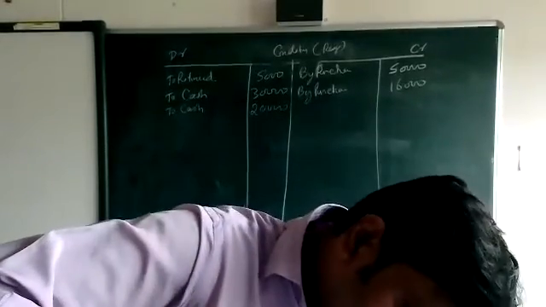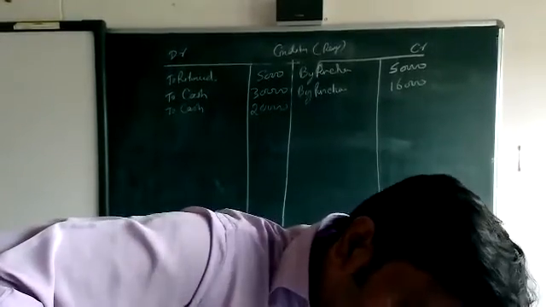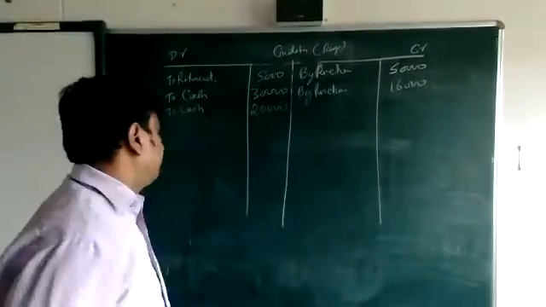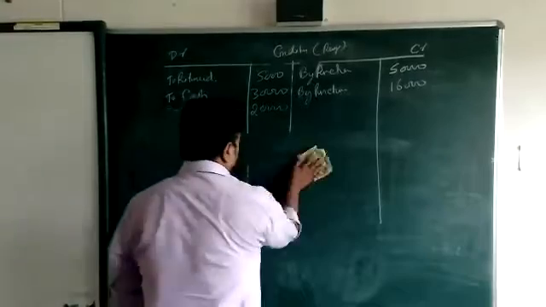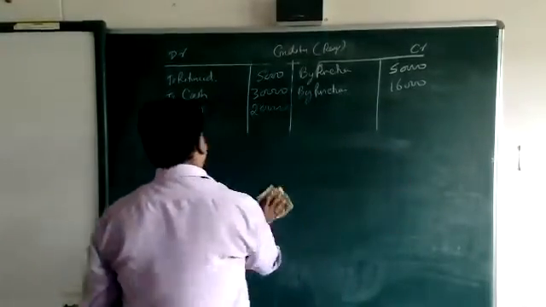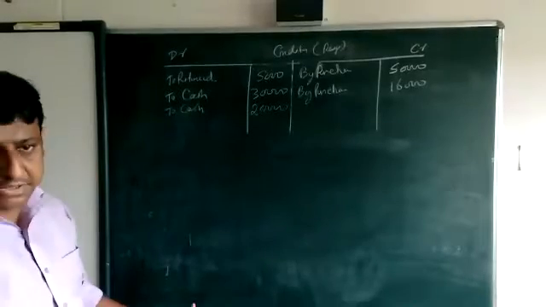Okay, beta. After this, one more question: write the following transactions on the proper side of the commission account. Commission account, beta. Commission account is very well known. Commission is income. If received, then credit side.